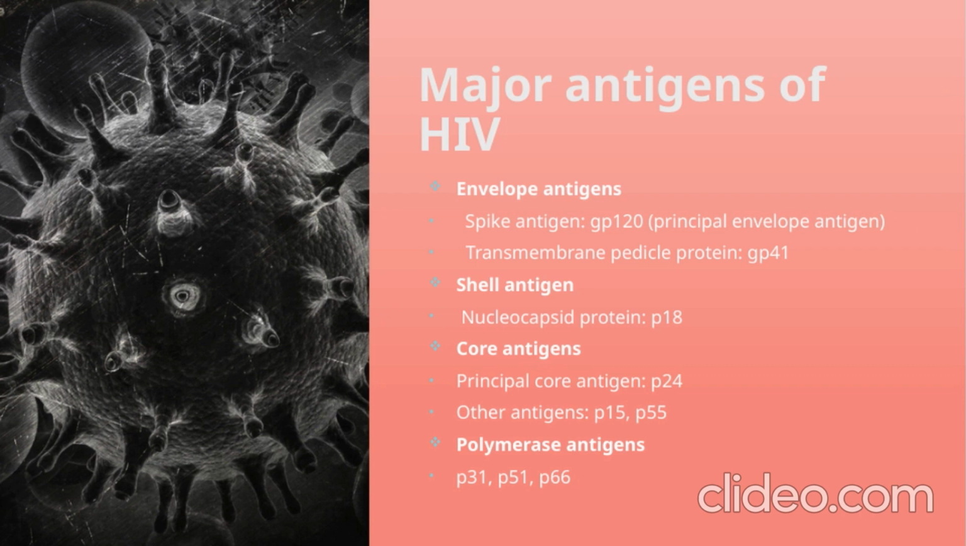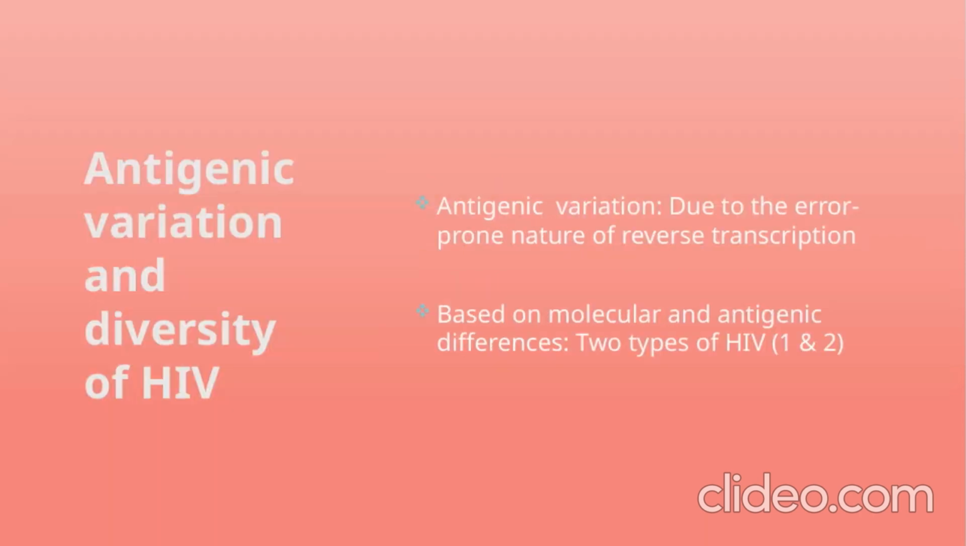function of the virus. Finally, we have the polymerase antigens, which include P31, P51, and P66. These are components of the viral reverse transcriptase enzyme, vital for the virus's replication process inside host cells. Understanding these antigens is fundamental because they are key targets for diagnostics, vaccines, and therapeutic interventions. Recognizing their roles helps us grasp how HIV interacts with the host and how we can develop strategies to combat it. Let's now look at antigenic variation, which is a key factor in HIV's ability to evade the immune system.